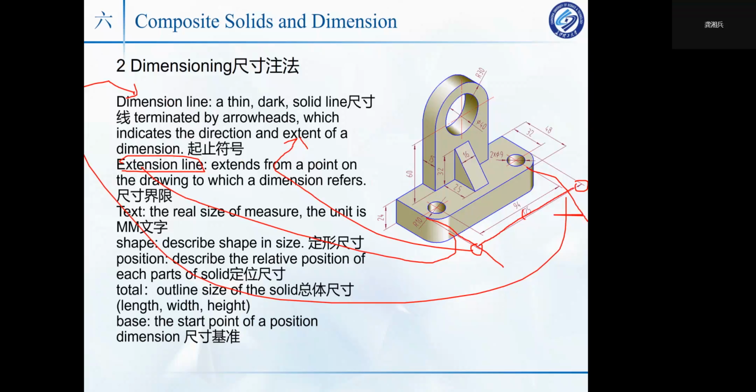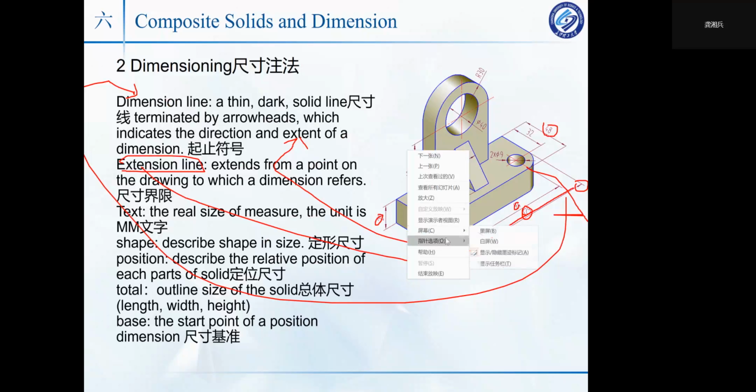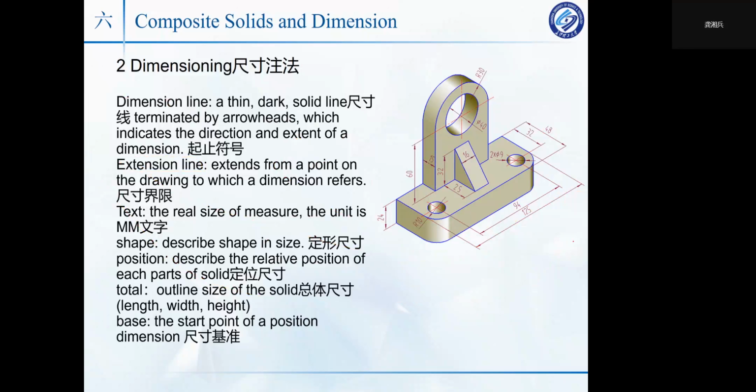And the text on the dimension line will always be written on the top or on the left. This is on the left. This is on the top. This is on the right. Also give the text the real size in meters, and the unit is always millimeter. Shape size describes the shape in size. We call it shape size: the largest size in this direction, the tallest in this direction, and the widest here. So we have three shape sizes.